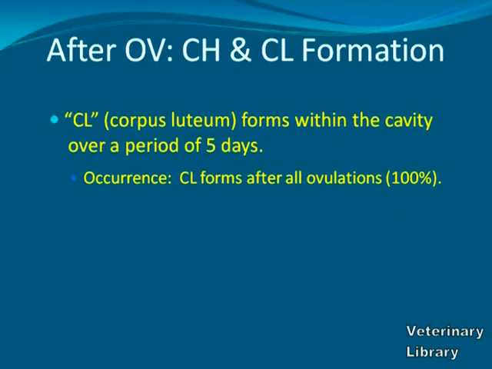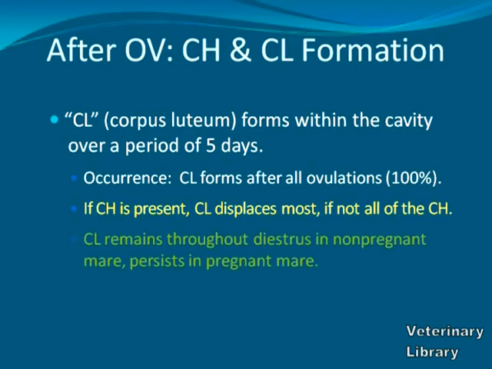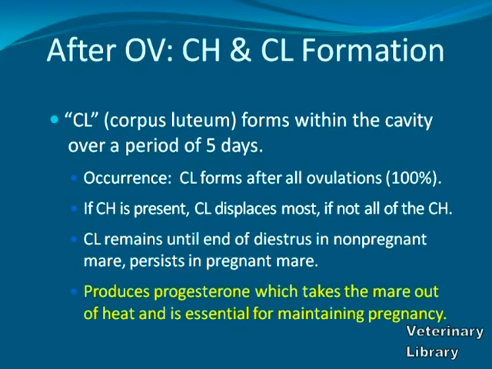Another body that forms after ovulation is the corpus luteum, or CL for short. This body always forms after ovulation, and if a CH is present, will eventually displace most, if not all, of the CH. The CL remains throughout diestrus in the non-pregnant mare and persists in the pregnant mare. It produces the hormone progesterone, which takes the mare out of heat and is essential for the maintenance of pregnancy.